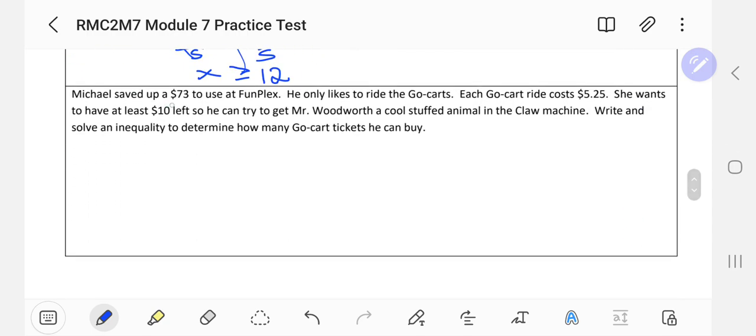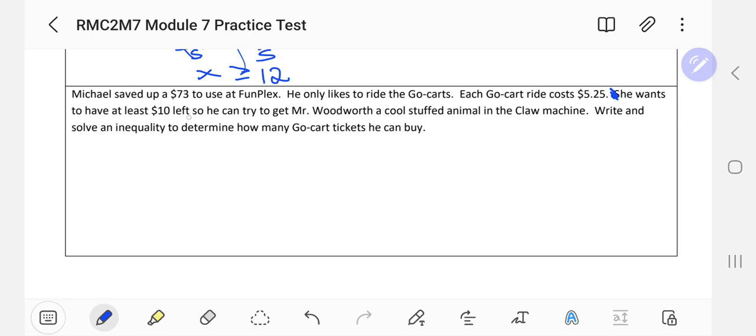Michael saved up $73 to use at Funplex. He only likes to ride the go-karts. Each go-kart ride costs $5.25. He wants to have at least $10 left so he can try to get Mr. Woodworth a cool stuffed animal in the claw machine. Write and solve an inequality to determine how many go-kart tickets he can buy.